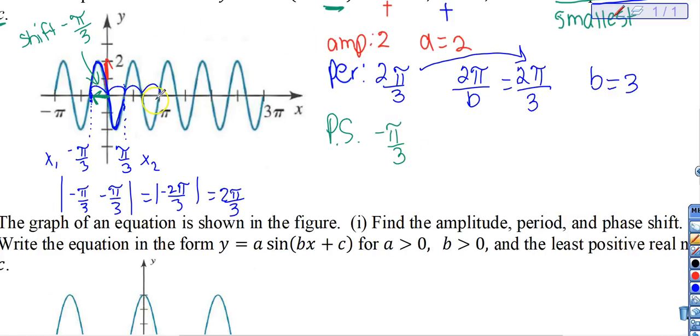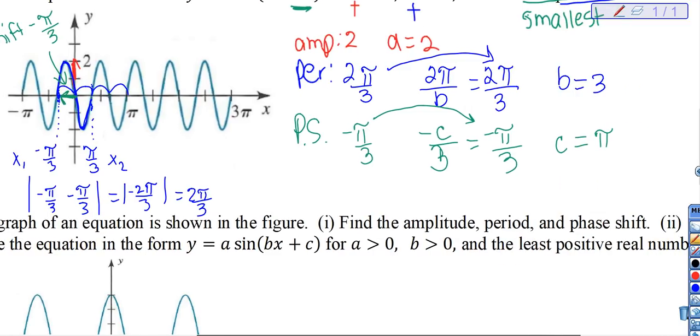Now let's find our C term. Now remember, the formula for phase shift is the opposite of C over B. And in this case, our B term is 3. So the opposite of C over 3 is equal to negative pi over 3, because that is our actual phase shift. So we should be able to use those values to identify that C equals pi. And you don't have to actually solve the equation you created for pi, because you can see that that would make the left side equal the right.